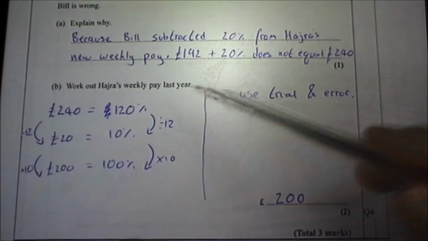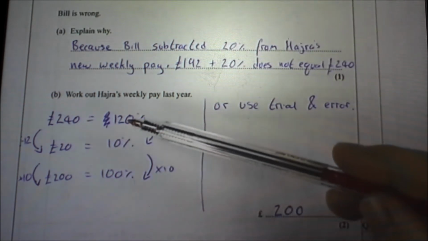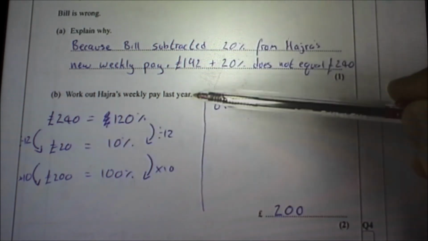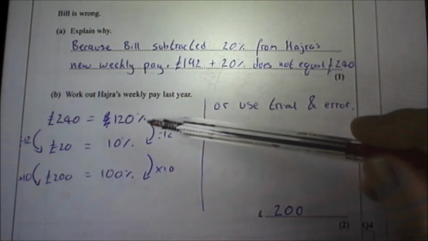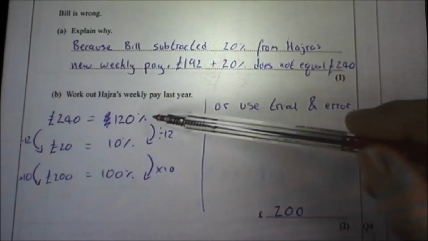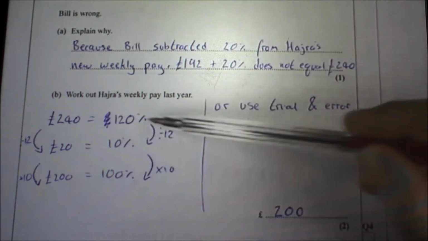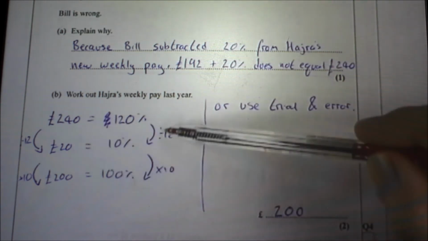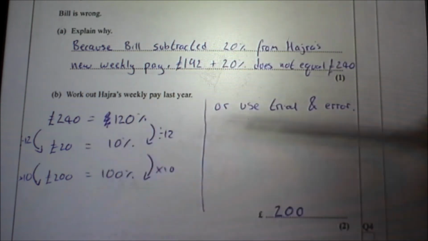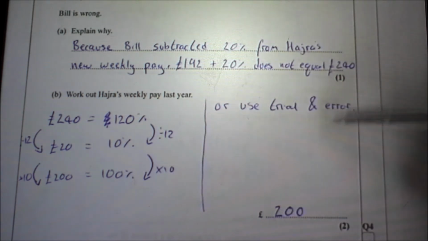We're going to actually work it out here. £240, which is his new pay, is 120%, because 100% is his old pay, but it's adding 20%, so it's 120%. And all I've done is divide both sides by 12 to work out 10%, then multiply by 100, and you get £200.